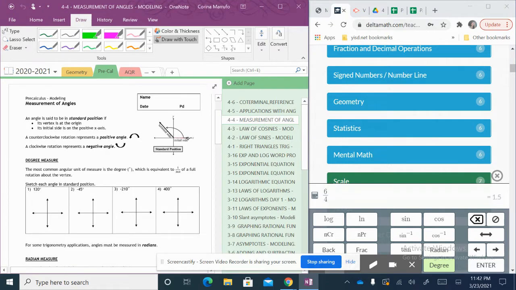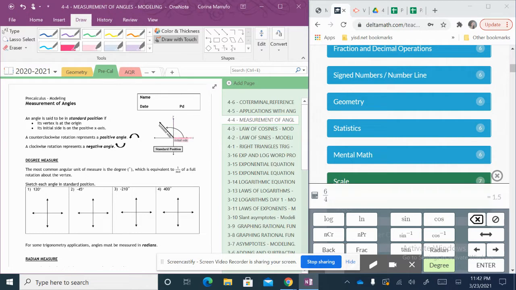So you're always going to start here on the positive x-axis. This is called your initial side. Okay, so that's where you start. And then you measure out your angles. So for example, if we went straight up and down, if you guys can notice, this is 90 degrees. And so that's kind of how we measure the angles, okay?